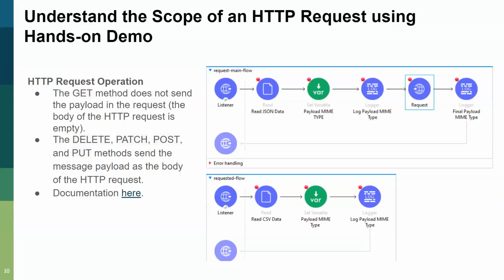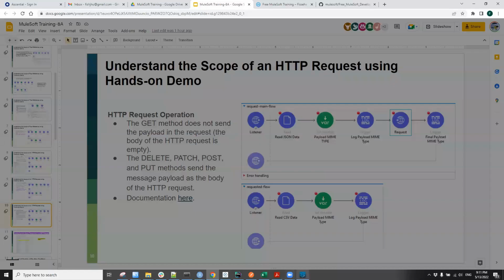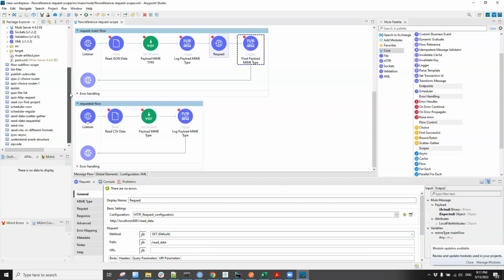So the payload is not sent. Even if you have a payload, the payload from the requesting flow doesn't get transferred to the flow that is being requested. However, if it is delete, patch, post, and put messages, then the payload from the requesting flow gets sent to the flow that is being requested. Like, for example, let me show you in this one, just at a high level to understand it.